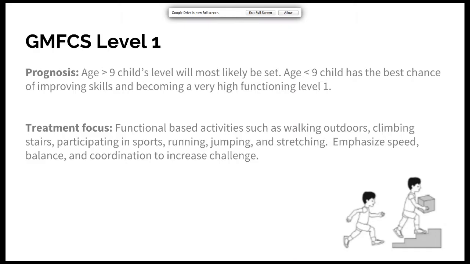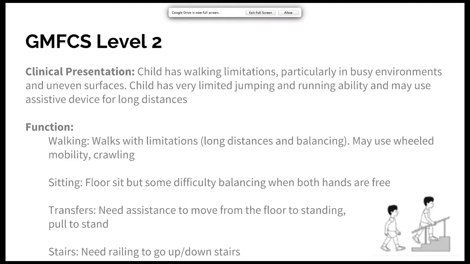Speed, balance, and coordination should be things to emphasize to help challenge these children in order for them to increase function and keep up with their peers. Also, stretching and range of motion activities may be indicated if the patient is presenting with any particular tightness in these muscle groups.